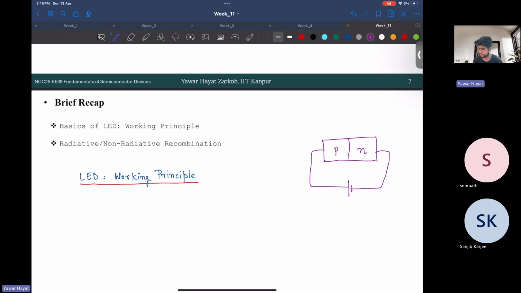Okay. So now, what are two primary non-radiative recombinations? Yes, sir. What are the two types of primary recombinations that we discussed in the class? Let me first write the working principle. Sir, SRH? SRH and the other one? The other one is Auger recombination, sir.